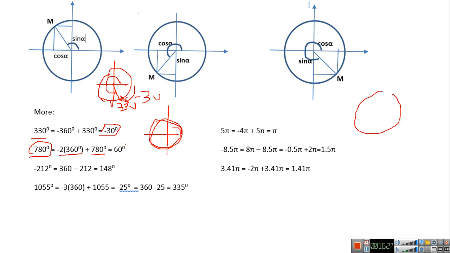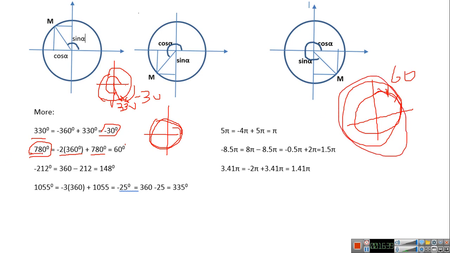So what differs? We're spending more time, but we have the same angle. You can go directly to 60 degrees here, or you can do two rotations, 1, 2, then go to 60, which is 780. Minus 212: if you don't want it to be negative, what can you add to it? You can add plus 360 or minus 360 or any multiple of them. It's the same as 148.